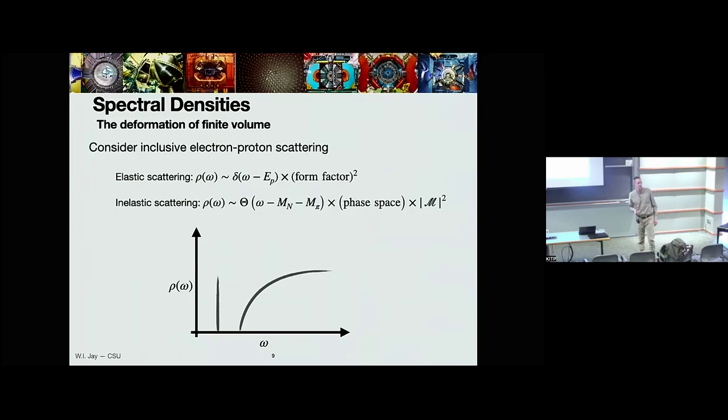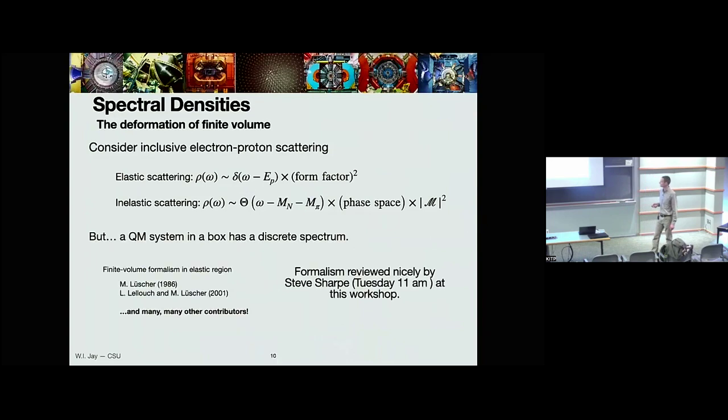In the case of QCD, once you've got enough energy to produce a pion, you've got more dynamics opening up, and so here's a step function that says you're above threshold. It's going to open up proportional to the phase space for that process, and then it'll go like the matrix element squared. So that's a cartoon for what we would expect this to look like in infinite volume.